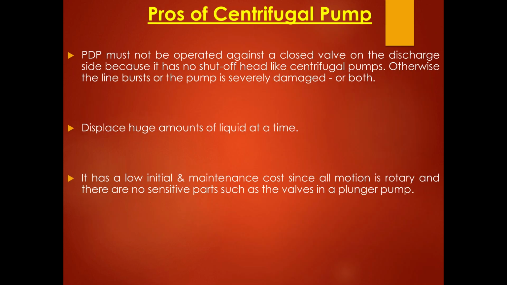Pros of centrifugal pump. A PD pump must not be operated against a closed valve on the discharge side because it has no shut-off head like centrifugal pumps. Otherwise, the line bursts or the pump is severely damaged, or both. Displace huge amounts of liquid at a time. It has a low initial and maintenance cost since all motion is rotary and there are no sensitive parts such as the valves in a plunger pump.